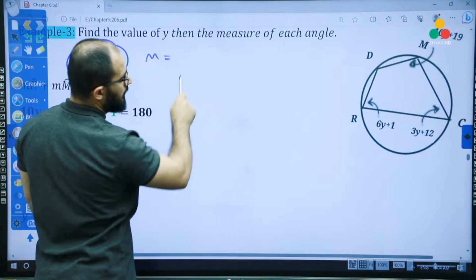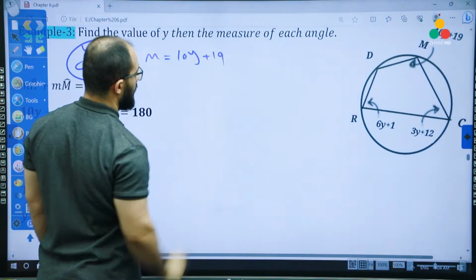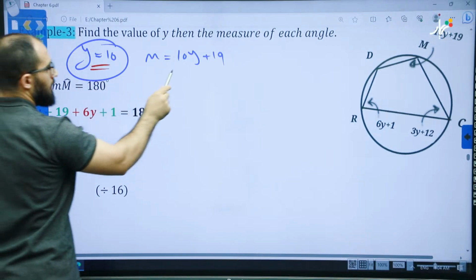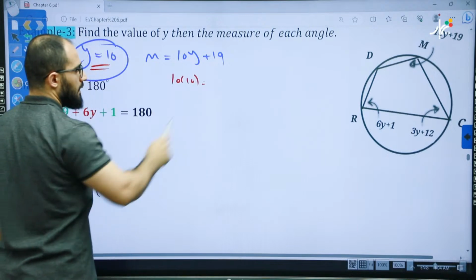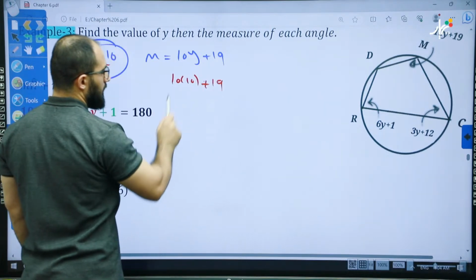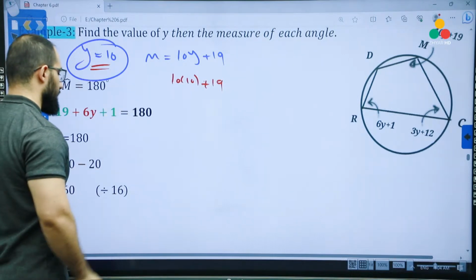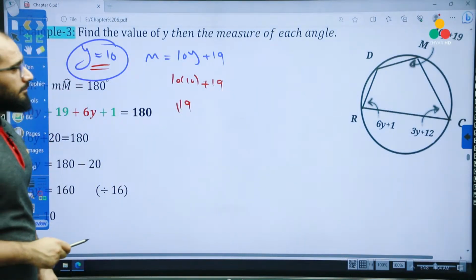M is equal to 10y plus 19. What was the value of y? It was 10. So 10 times 10 plus 19. Then 10 times 10 is 100, plus 19 is 119. This is the measure of m.